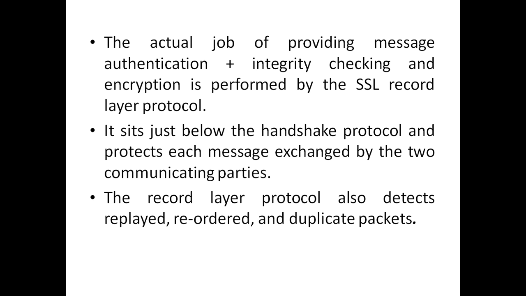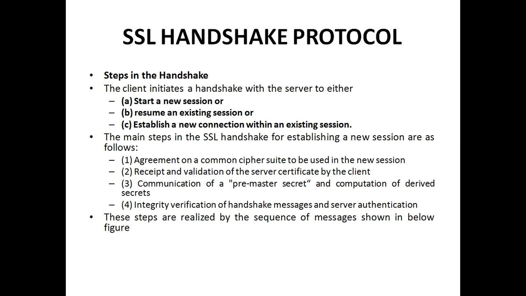Then the actual job of providing message authentication, integrity checking, and encryption is performed by the SSL record layer protocol, which sits just below the handshake protocol and protects each message exchanged by the two communicating parties. This record layer protocol also detects replayed, reordered, and duplicate packets. So in brief, these are the main functionalities of the handshake as well as the record layer protocol. Now in detail we are going to see the SSL handshake protocol.